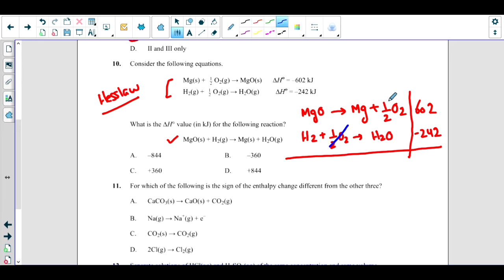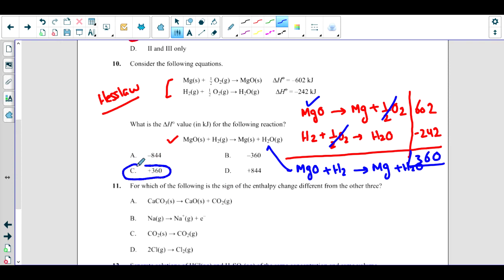Let's see if we can get the main equation. We have half O2, half O2, half O2 cancels. Now what's left? We have MgO, this one. Then this is also a reactant, so here we have H2, and here we get Mg plus H2O. Yes, this is the same as the main equation, so we have done it correctly. When we add them, what do we get? Like 2 minus 2 is 0, 10 minus 4 will become 6, 5 minus 2 is 3. 360. So our answer is 360. This is the correct answer in this case.